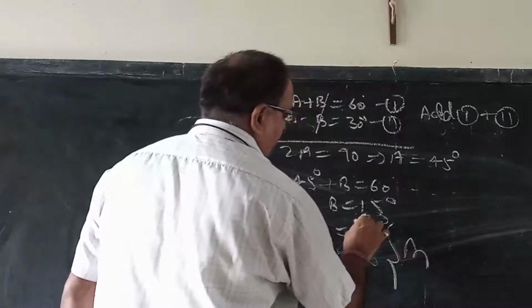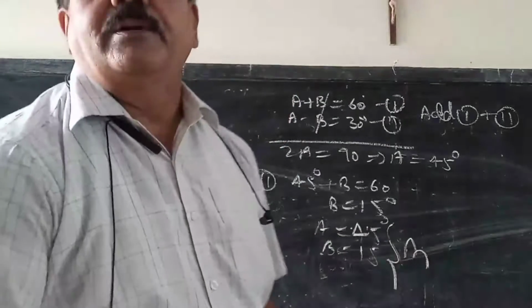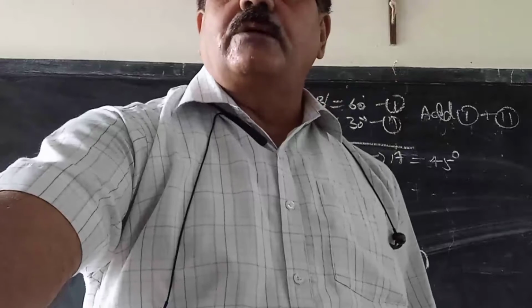So a is equal to 45° and b is equal to 15°. This is our answer. Thank you very much. Some more questions I will solve next day. Thank you.